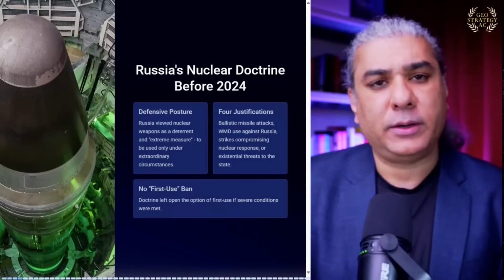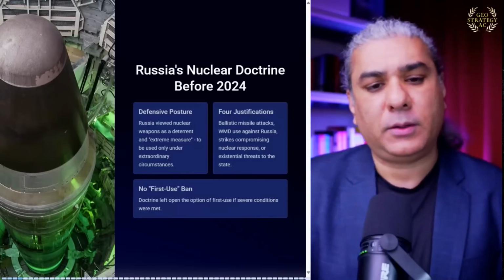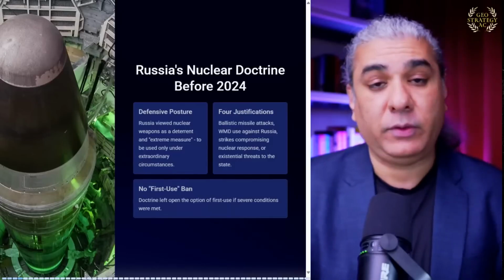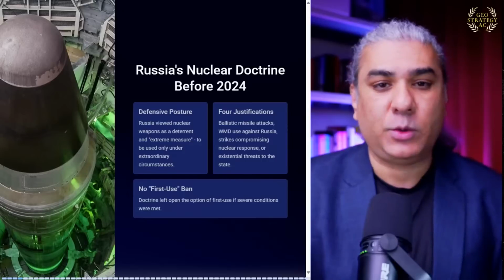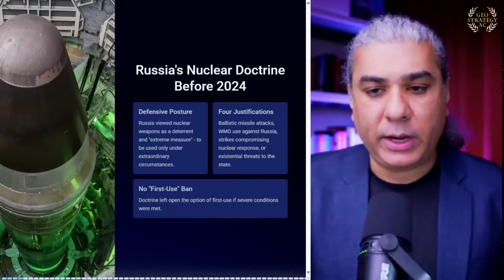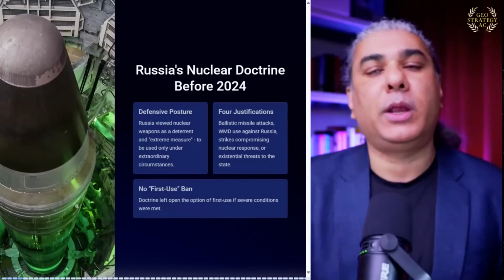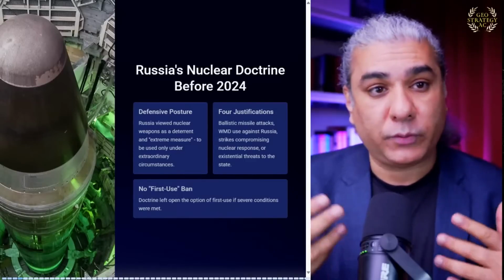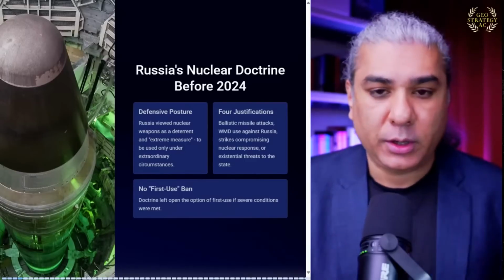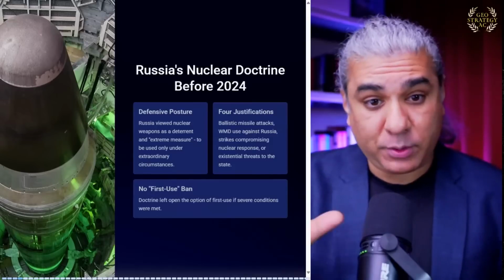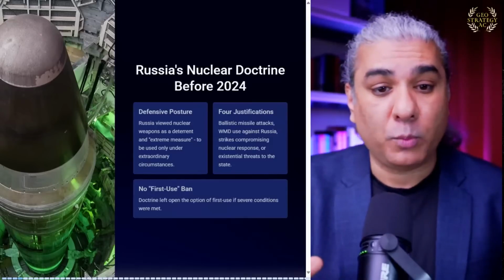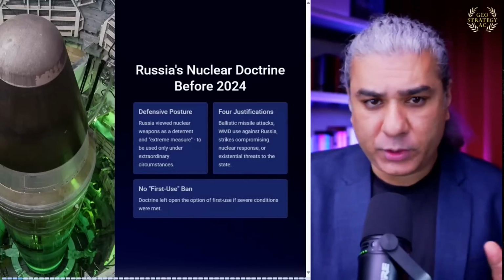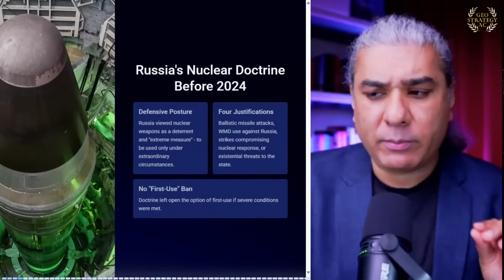And the doctrine left open the option for Russia to use nuclear weapons first if severe conditions were met. For example, India has a no first use policy, which means that India, no matter what happens, will not use nuclear weapons first. It will only respond to the use of nuclear weapons, but India won't initiate the use of nuclear weapons. So Russia had kept this option open, the option of first use, if severe conditions were met. So this was Russia's nuclear doctrine before November 2024.